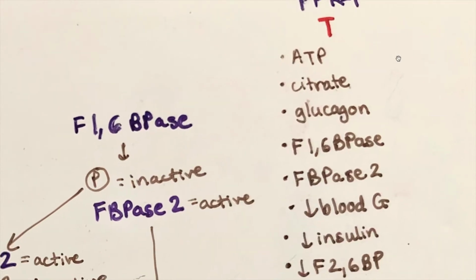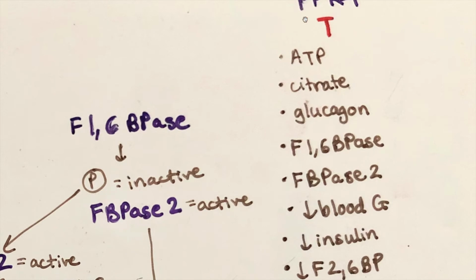Over here I've written a list of factors that inhibit PFK1, including ATP, which makes sense because if you have a lot of ATP in the body already, why would you go through glycolysis and make even more, right? So in a way, it's negatively feeding back on the PFK1. Citrate, glucagon, because if there's low blood glucose levels, then you wouldn't be undergoing glycolysis, you would lean more towards gluconeogenesis to make more glucose since there's not enough. Fructose 1,6-bisphosphatase, fructose bisphosphatase 2, like I stated earlier, decrease in blood glucose, decrease in insulin, and decrease in fructose 2,6-bisphosphate.